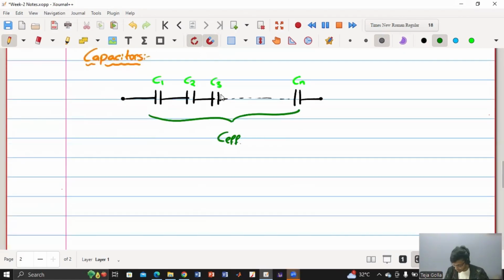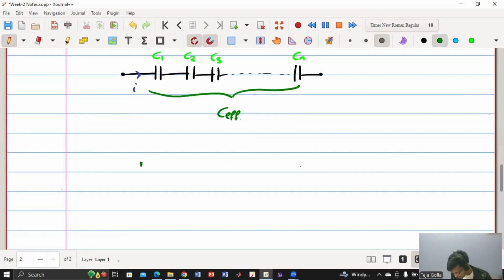Someone said 1 by C1 plus 1 by C2. Bhuvan, yes, you are absolutely right. And others, do you agree with Bhuvan? Or you think some other answer is correct? 1 by C1, yes. Roshan Ghosh and Ibrahim, yes. So the overall effective capacitance can be obtained by this equation, which is 1 by C effective is equal to 1 by C1 plus 1 by C2 plus up to so on plus 1 by Cn.